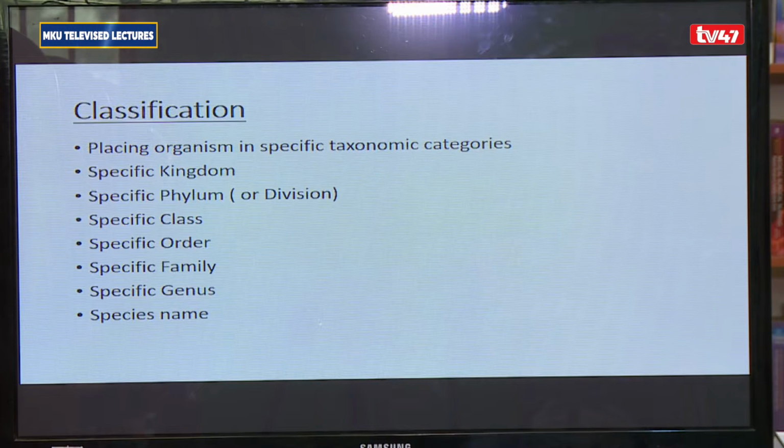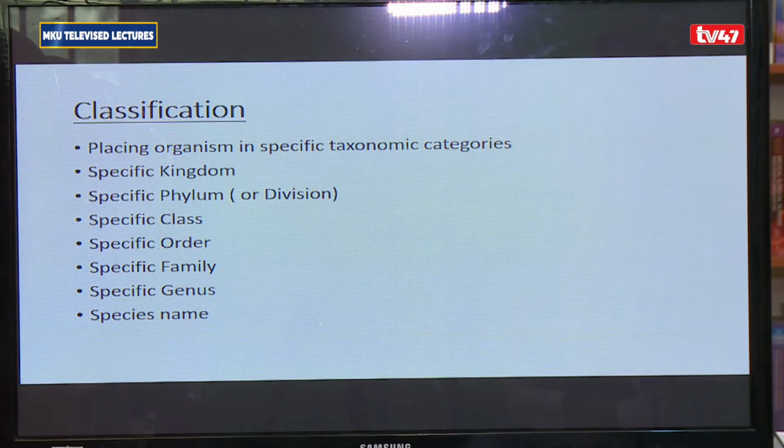Now, once you have done the first three steps, we have described the organism, we have identified the organism, we have named the organism according to binomial nomenclature, guided by international codes. Then we do the last activity, which is classification. We now place the organism in particular specific taxonomic categories. The taxonomic categories, you talk about seven. We place the organism according to its characteristics in a particular kingdom, and then in a particular phylum or division, in a particular class, in a particular order, in a particular family, in a particular genus, and then we have the species name that we have given the organism.